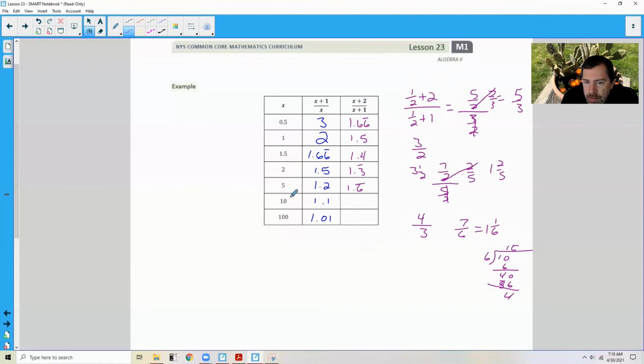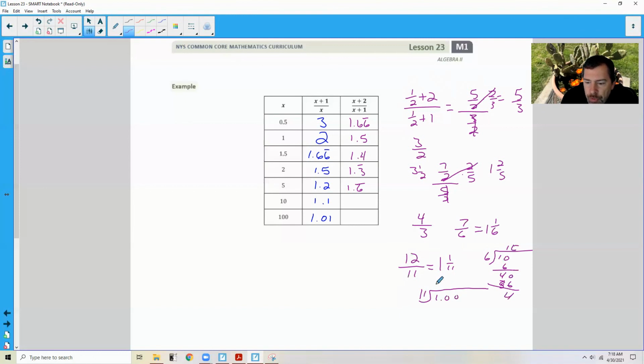Okay, number 10. 10 plugged into this will give me 12 over 10 plus 1, which is 11. Well, 11 elevenths is 1 1/11. Okay, so if I do long division with this 11, notice I'm not using my calculator for this.